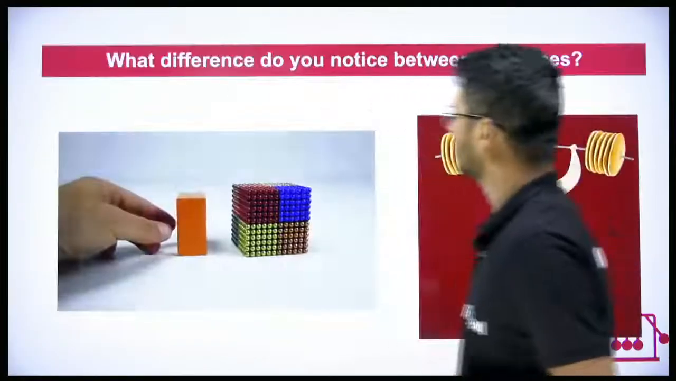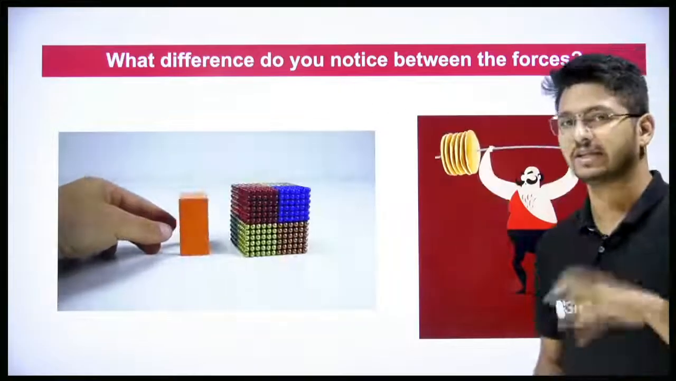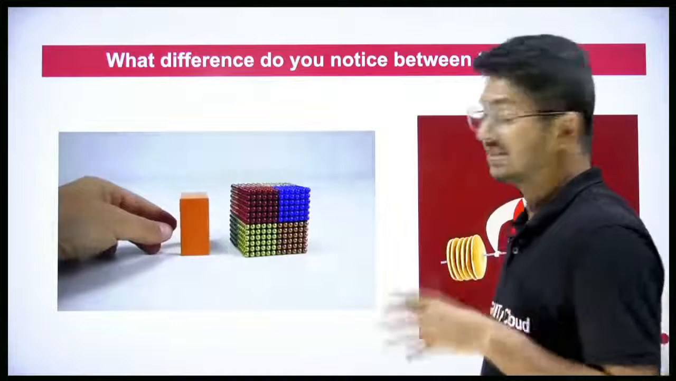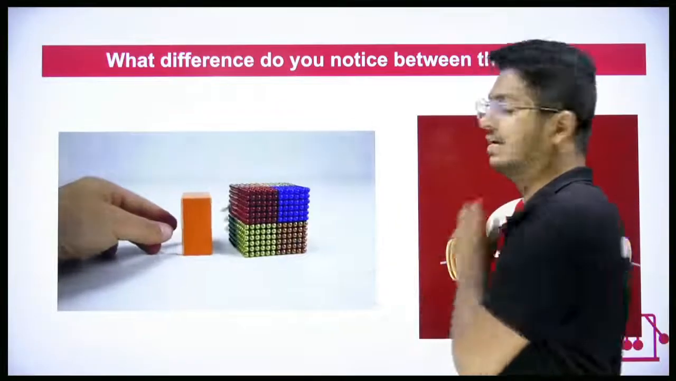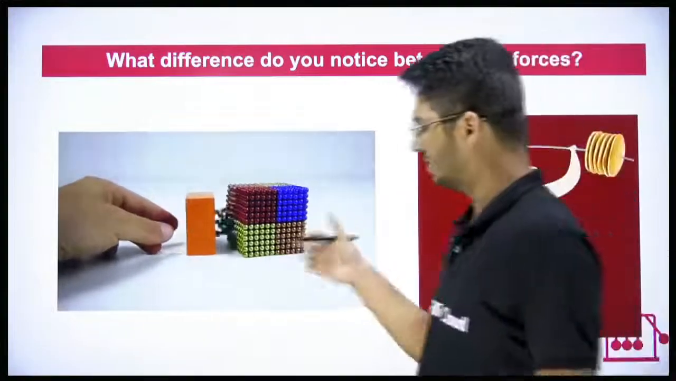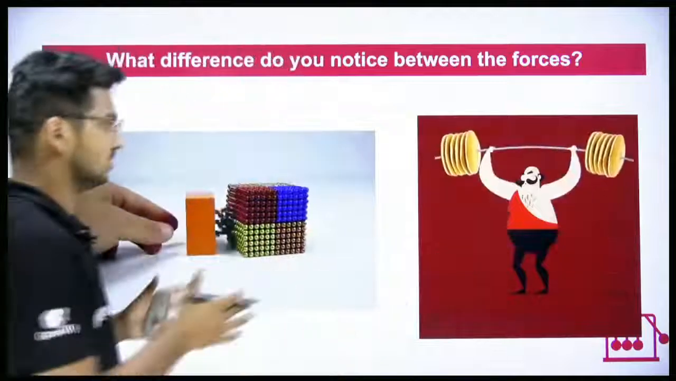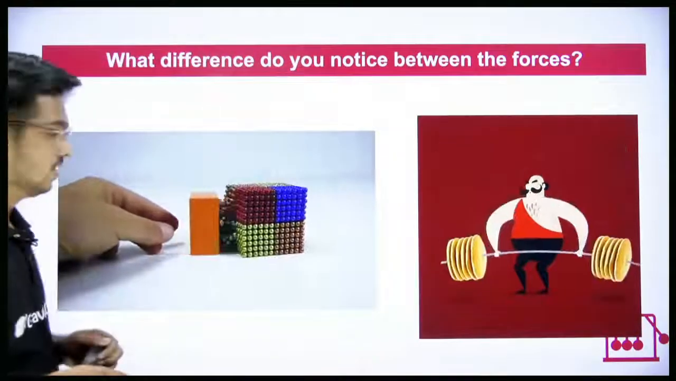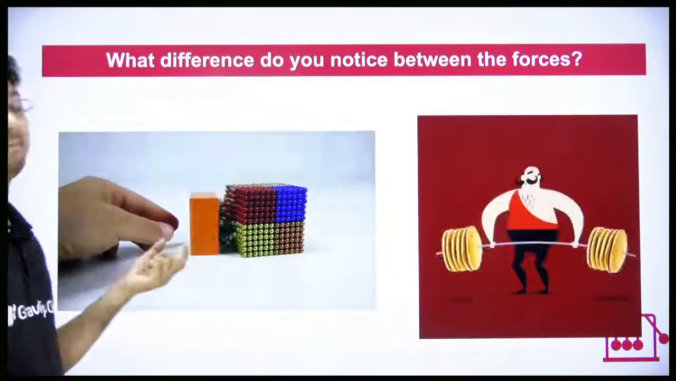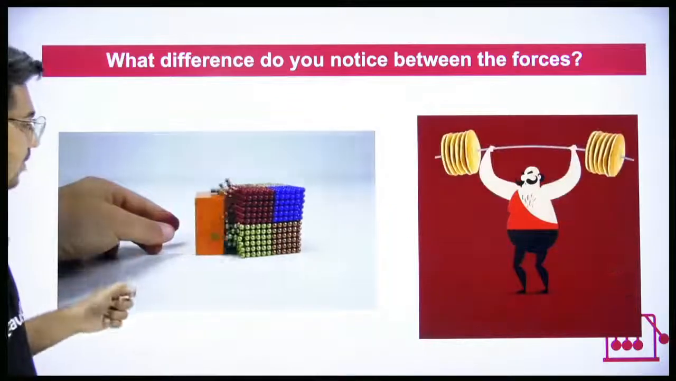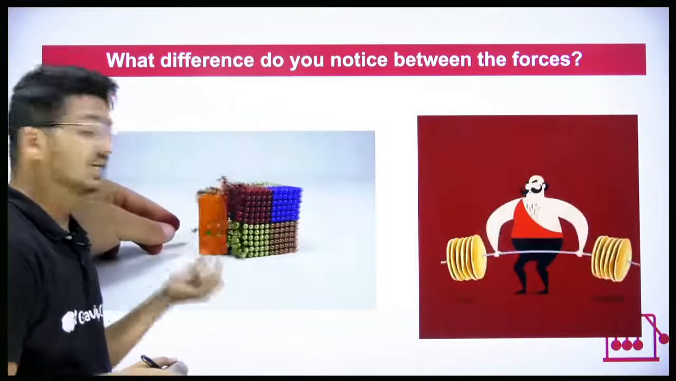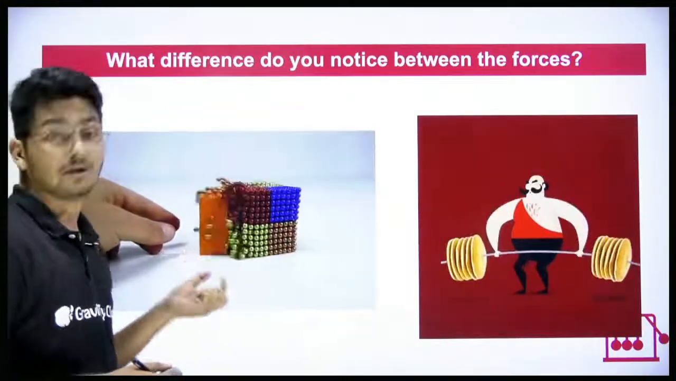First of all, we'll try to divide forces into two main types, and the basic difference between those two main types will be given here. What difference do you notice between the forces here and here? Look at the left case first. Here the force acting is magnetic force. The main thing you can notice is that the balls are getting attracted even when they are not touching each other.